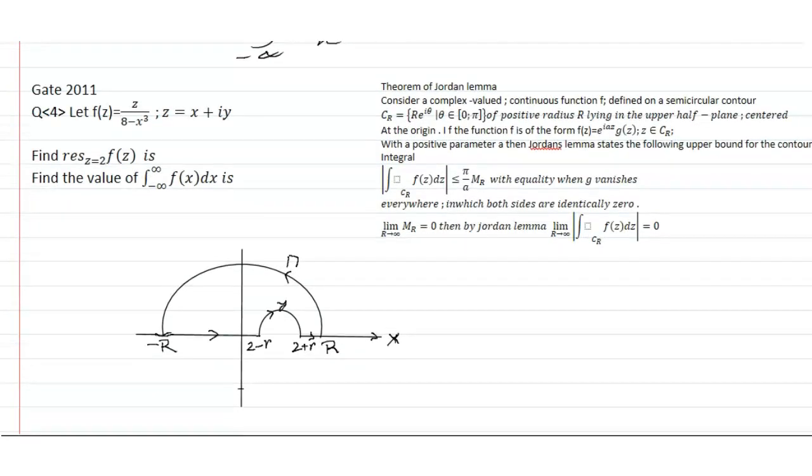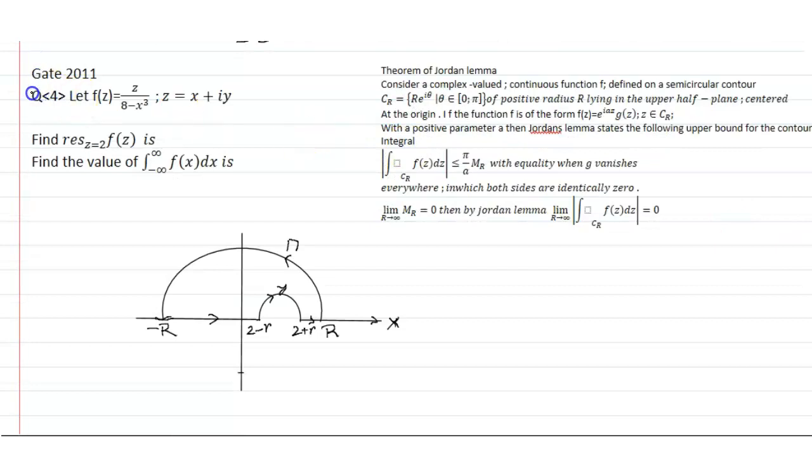Let's solve another problem, GATE 2011. Let f(z) is equal to z divided by 8 minus z cube. Find the residue at z equals 2. Find the value of the integral from minus infinity to infinity of f(x) dx.